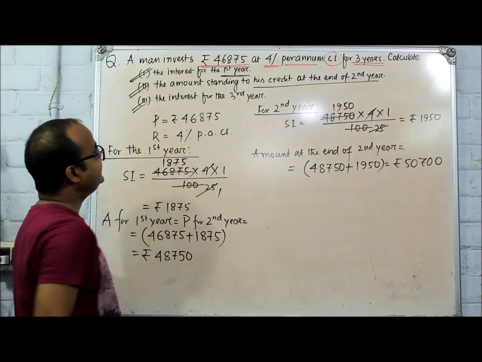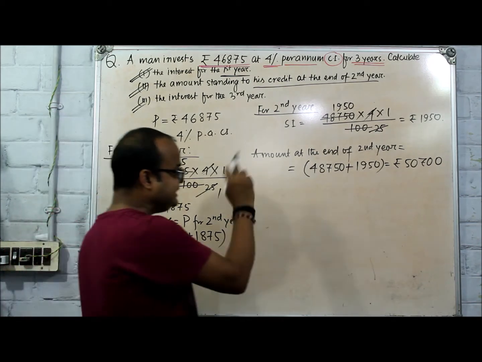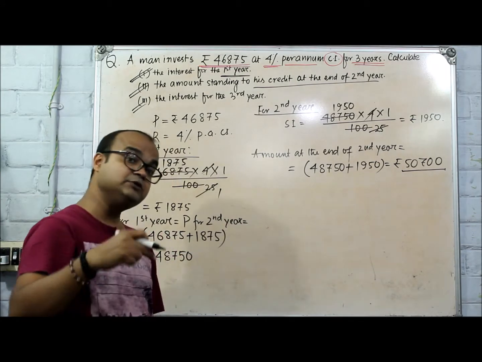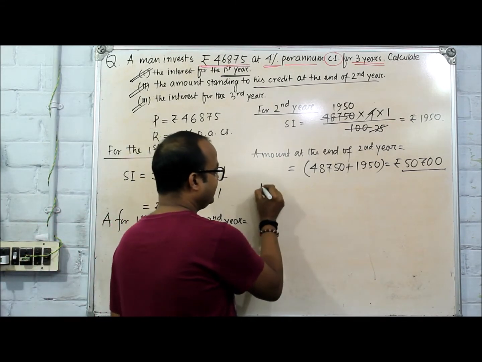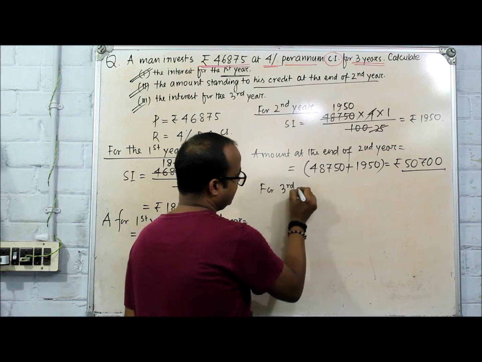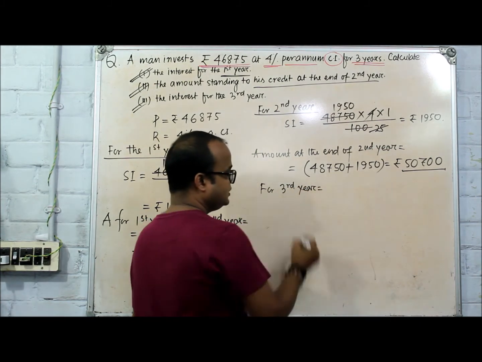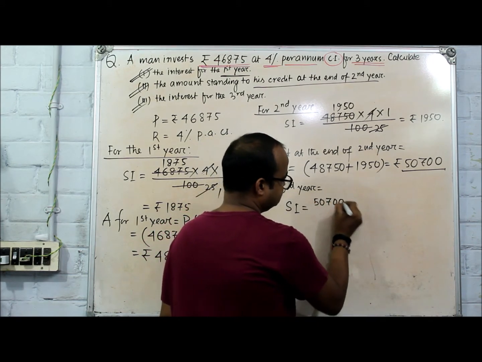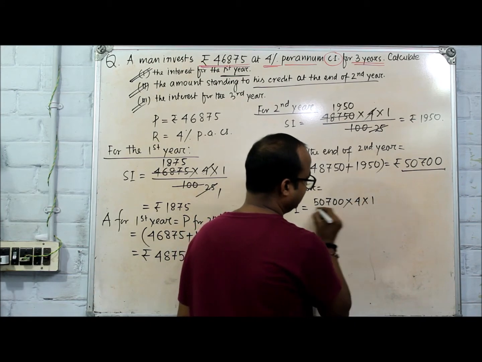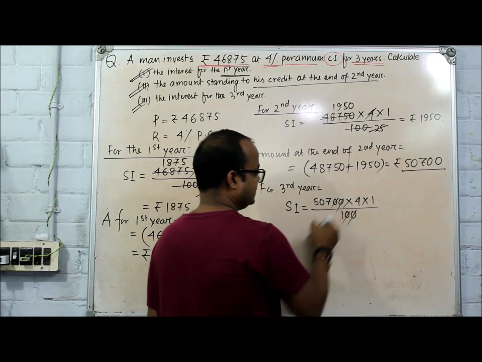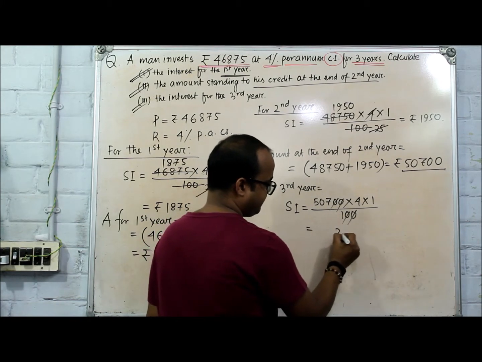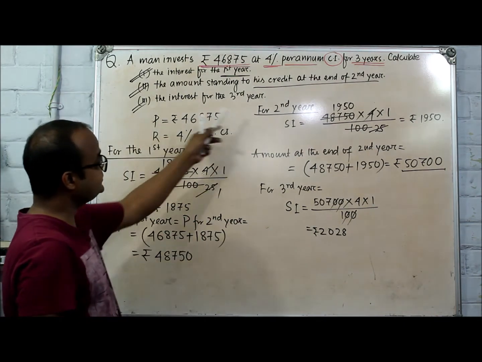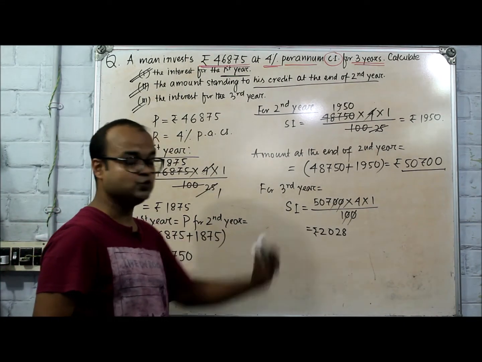Now the next part is the interest for the third year. Now interest for the third year, amount at the end of second year will become the principal for the third year. So for third year, SI is equal to 50,700 into 4 into 1 by 100. So if you multiply, the interest for the third year is rupees 2028.